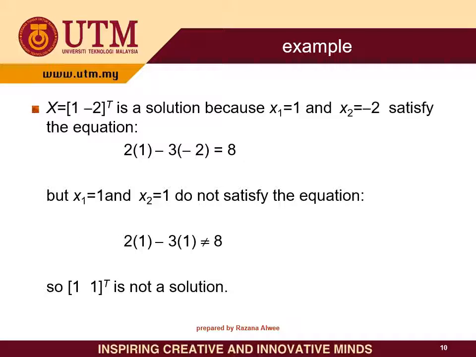We can show that the matrix X equal to 1, negative 2 is a solution by inserting directly x1 equals 1, x2 equals negative 2 into the equation. When you do this, you will get the same thing. So it satisfies the equation because it is the same. But for x1 equal to 1 and x2 equal to 1, when you put it inside here, it will not be equal to 8. So this matrix is not a solution.